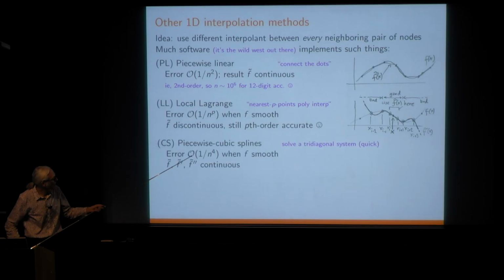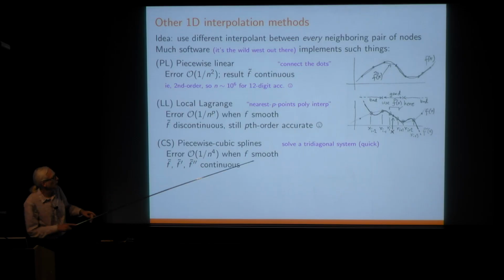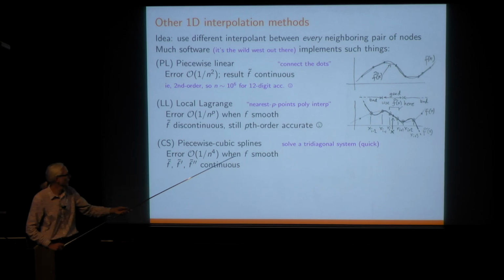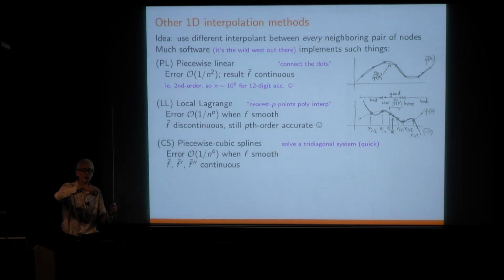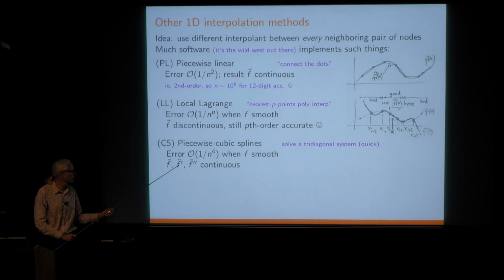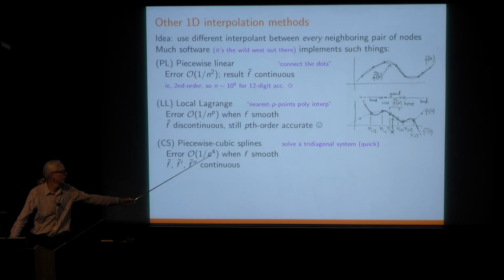Okay, and then, again, very popular is piecewise cubic splines. So you take these nodes, and you have to set up a tridiagonal system that says, how can I get cubic polynomials to match up so that their values, derivatives, and second derivatives all match up at all of the nodes? And that gets you fourth-order accuracy because it's a cubic polynomial.